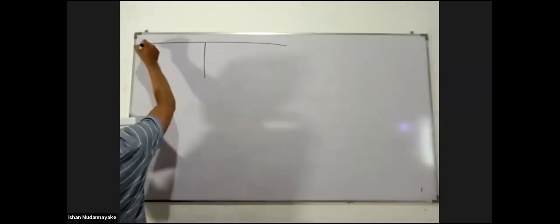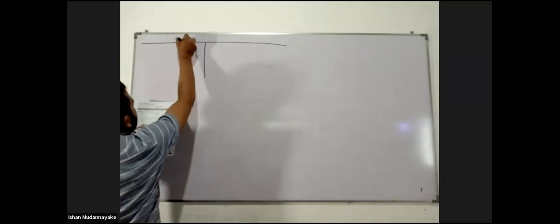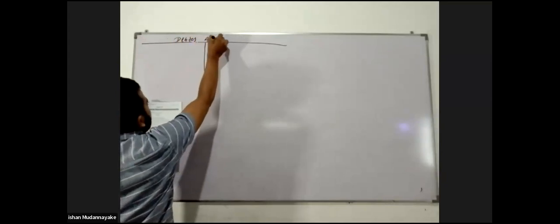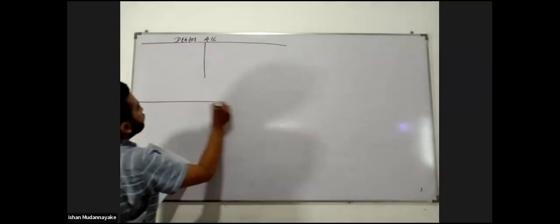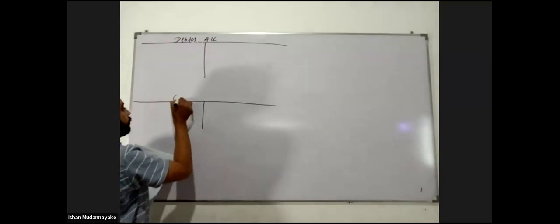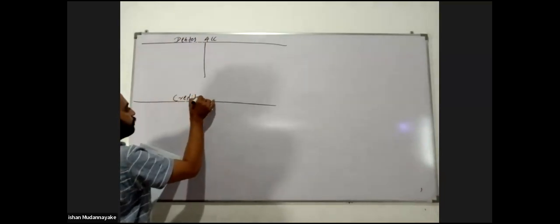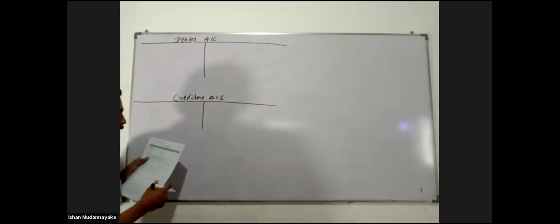Quickly draw the debtors account and creditors account. Question number 1, chapter 9: debtors account and creditors account.